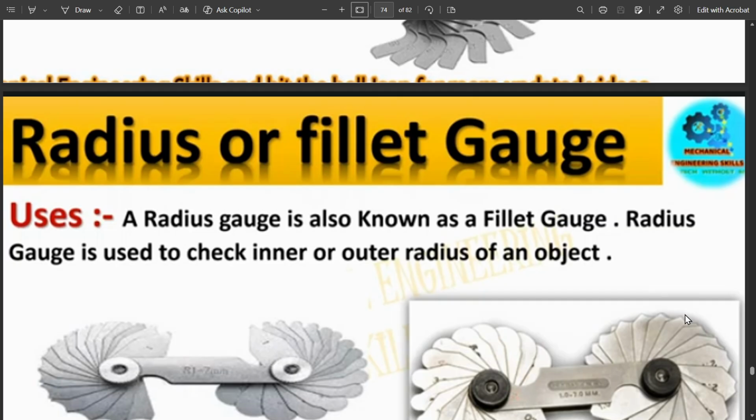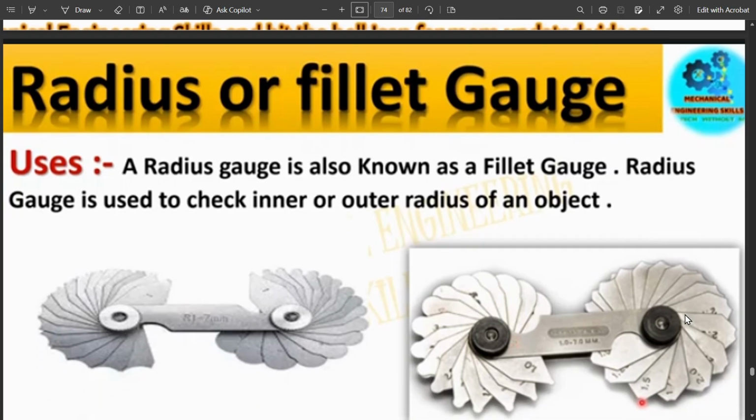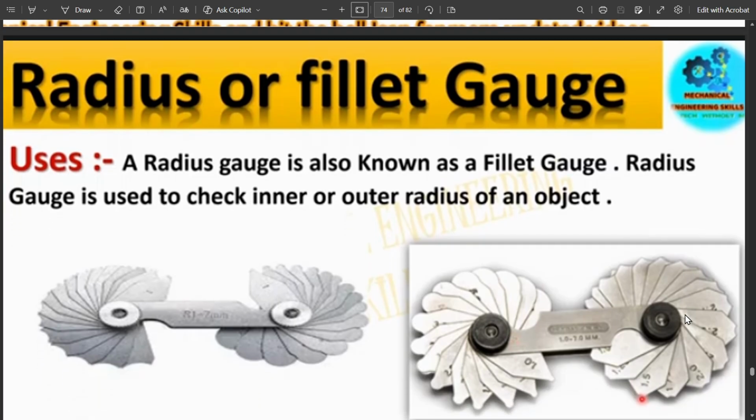Then another gauge is the radius or fillet gauge. What is a radius or fillet gauge? A radius gauge is also known as a fillet gauge. A radius gauge is used to check the inner or outer radius of an object.